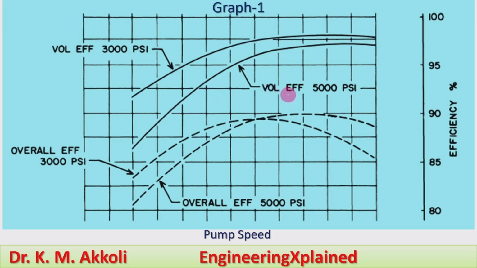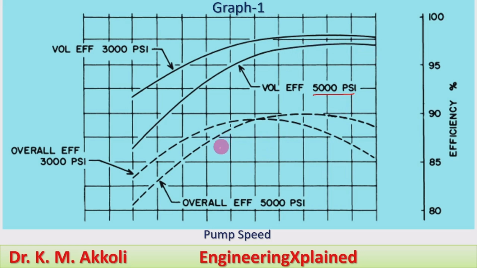The volumetric efficiency at 5000 psi pressure will be lower than that of the 3000 psi pressure initially, and it varies in the same manner. It increases but remains somewhat lower than that of the 3000 psi pressure, and it also maintains a constant value later on at a higher speed.